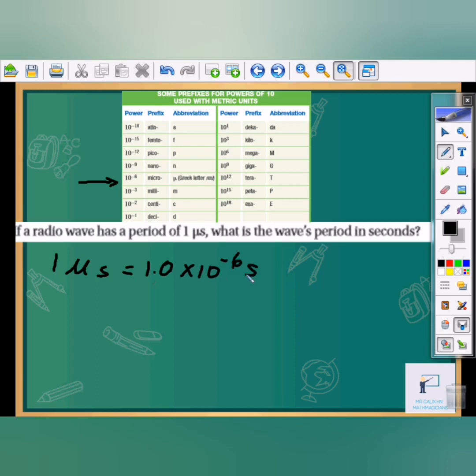Okay? And because seconds is your base, it is what you're looking for. We're looking for the conversion to seconds. This is your answer: 1.0 times 10 to the negative 6. With this, we'll continue with the next slide.